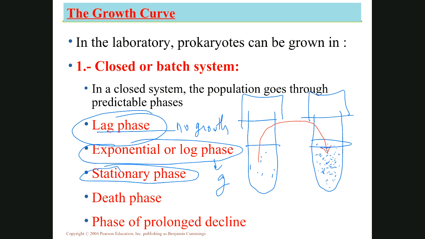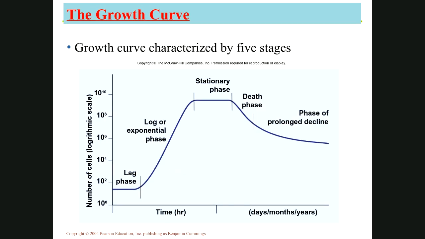As nutrients continue to deplete, waste continues to accumulate. Eventually, the number of bacteria dying is greater than that of the bacteria dividing, and the population numbers begin to decline until they go into the prolonged decline. So the growth curve in a closed batch system is something like this, where you have the lag phase, the log or exponential phase, the stationary phase, death phase, and then phase of prolonged decline.